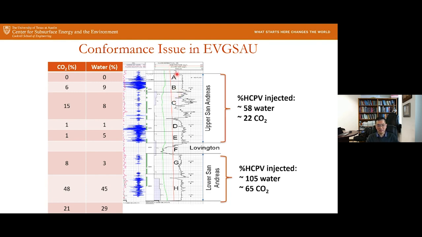You can see that there are multiple layers, right? A, B, C, D, E, F, G, H. But you can see more than 70% of injected fluid going into the bottom layers. This shows very significant conformance issues, particularly vertical conformance issues. But there is also significant areal conformance issue in this pattern as well. It's typical of heterogeneous properties.